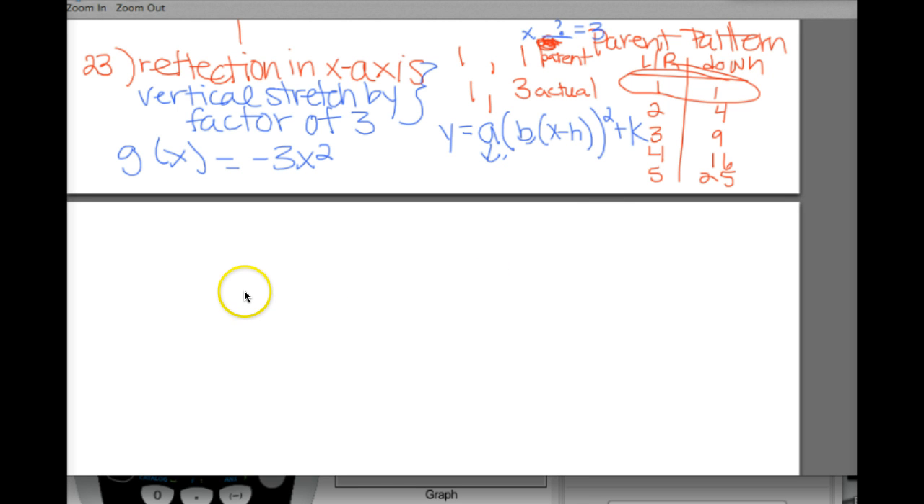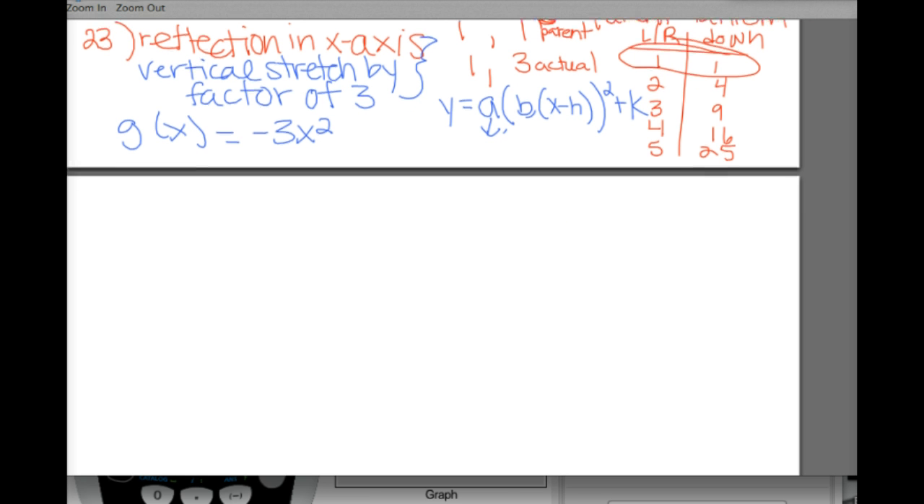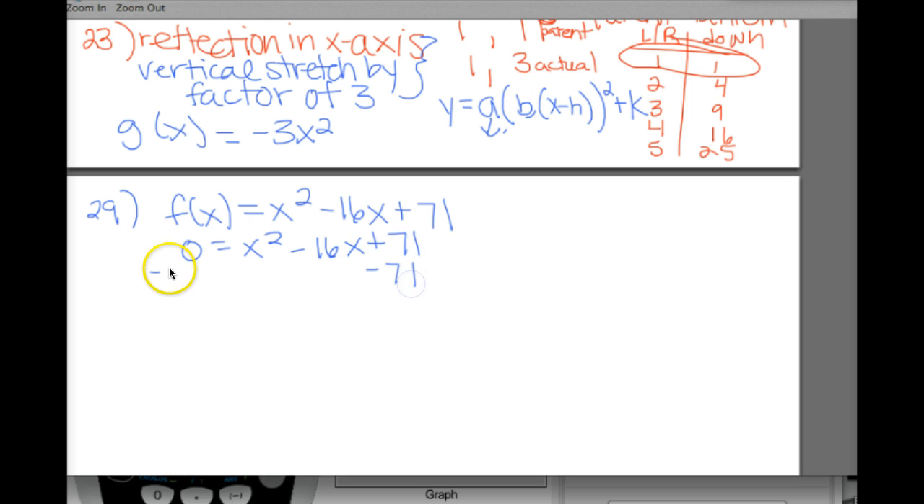All right, very last thing that we need to talk about is how to write a quadratic in vertex form when we are given a standard form. So we are going to look at number 29. It starts out f of x equals x squared minus 16x plus 71. So I take the f of x out and I move my constant to the other side, with opposite operations.